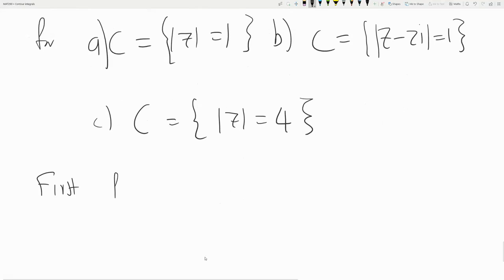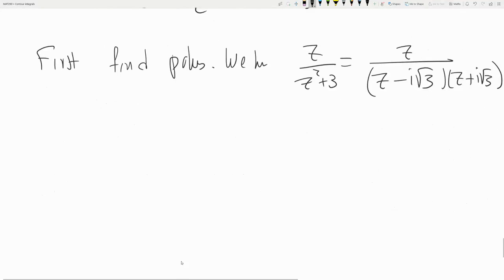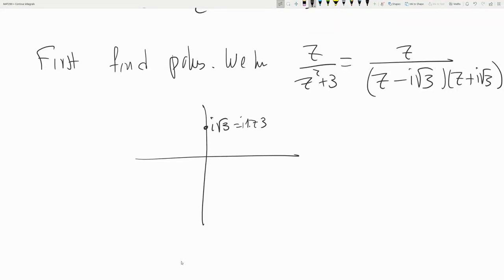Step number 1, find the poles. So we have z minus i square root 3 times z plus i square root 3. So let me draw it. Square root 3 is about 1.73. So 1 is over here, minus 1 is here. Okay, so these are the two poles that you have to keep track of.